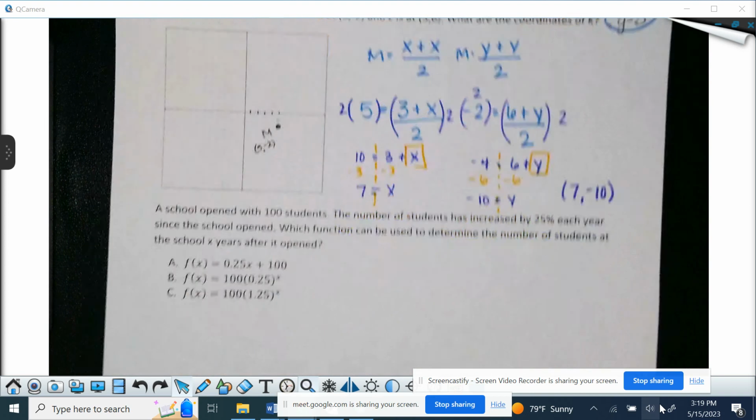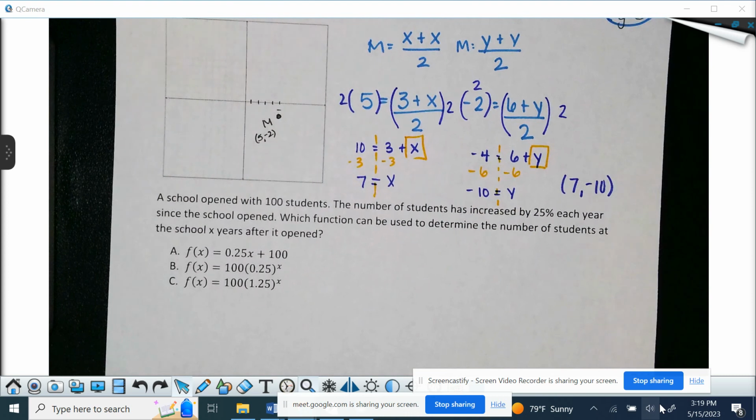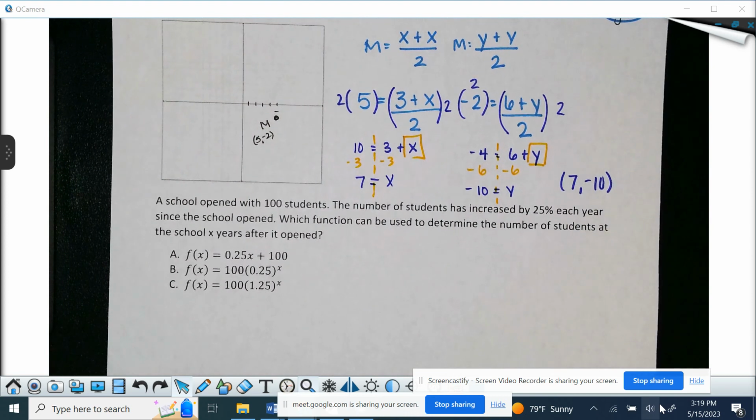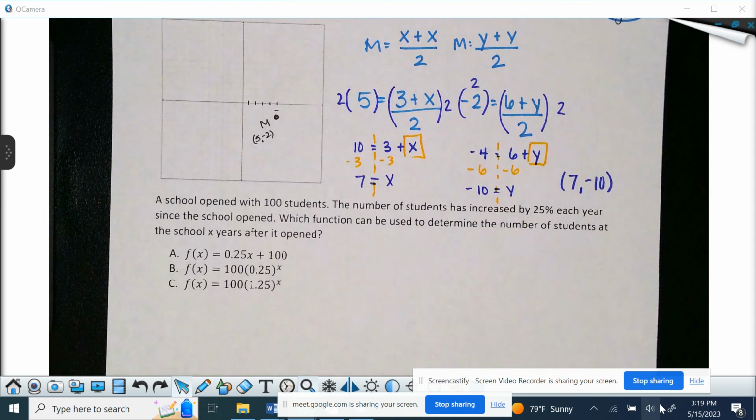All right, I love this question because it should be super easy, but it always stumps someone. That's fine. We wanted to stump us today, not on EOC day. A school opened with 100 students. The number of students has increased by 25% each year since the school opened. Which function can be used to determine the number of students at the school X years after it opened?